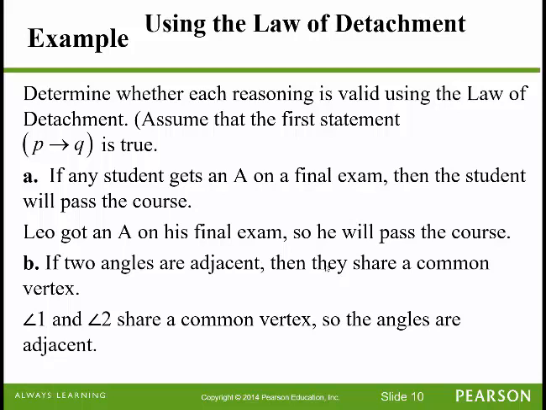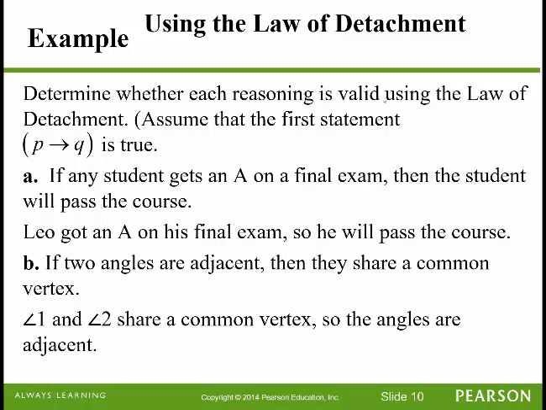All right, so let's do two other examples. Determine whether each reasoning is valid using the law of detachment. Assume that the first statement, P implies Q, is true. We have two examples. If a student gets an A on the final, then the student will pass the course. Leo got an A on the final exam, so he will pass the course. The second: if two angles are adjacent, then they share a common vertex. So if angles 1 and 2 share a common vertex, then the angles are adjacent.